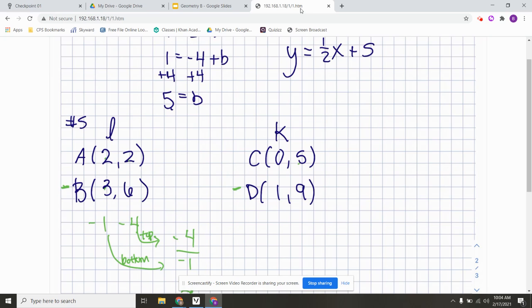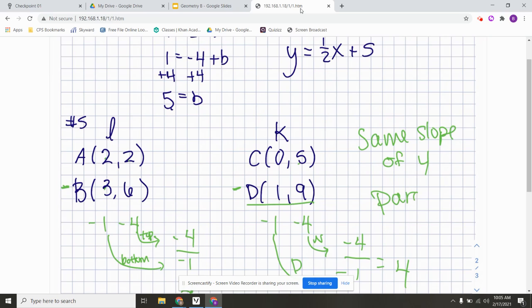And then 5 subtract 9 is -4, and 0 subtract 1 is -1. So in the numerator, I'm going to put n for numerator is -4. And in the denominator, I'm going to put d for denominator is -1. -4 divided by -1 is 4. So they are the same slope of 4. So that means that they are parallel.